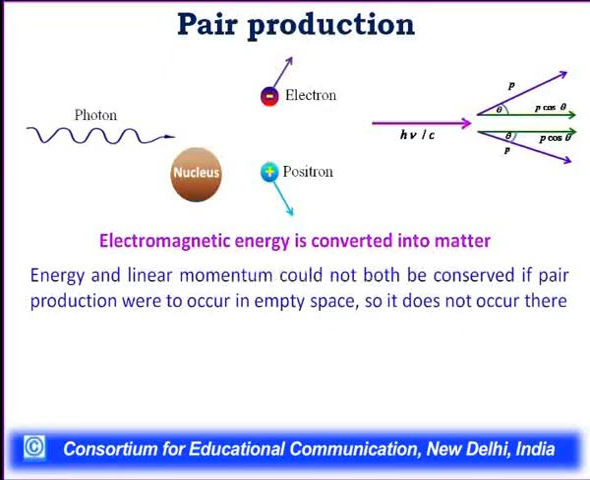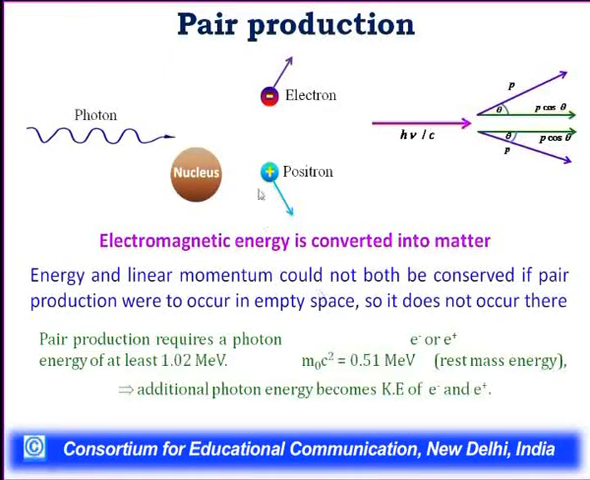The next topic is pair production. When a photon strikes a nucleus, an electron and a positron are ejected, as defined by h nu by c and theta for the electron. In pair production, electromagnetic energy is converted into matter. The energy and the linear momentum could not both be conserved if pair production were to occur in empty space, so it does not occur.